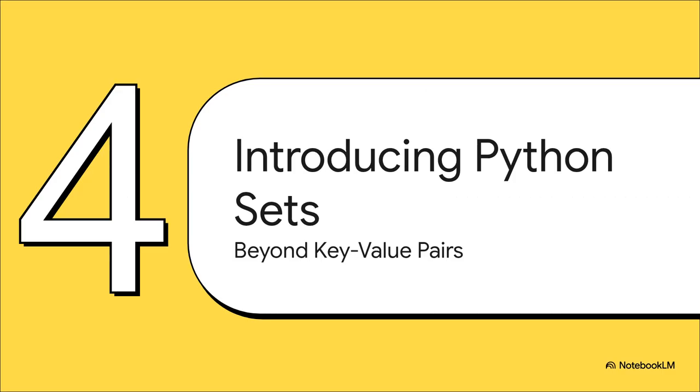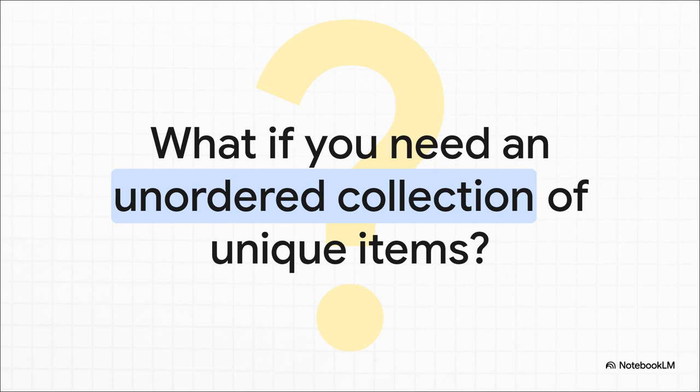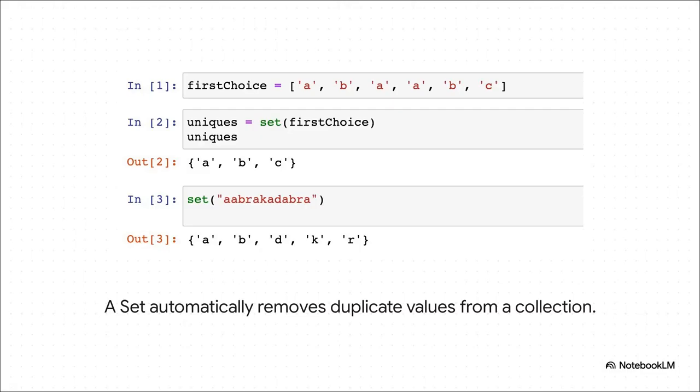Okay, so we've established that dictionaries are absolutely fantastic for these key value lookups. But what if your problem is different? What if you don't actually need to associate a value with a key? Let's think about a new kind of challenge. Imagine all you need is a big bucket of items. You don't care what order they're in, but there's one golden rule. Every single item in that bucket has to be unique. Absolutely no duplicates allowed. And this is the perfect job for a Python set.